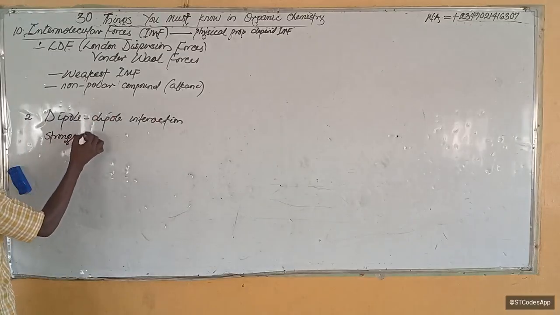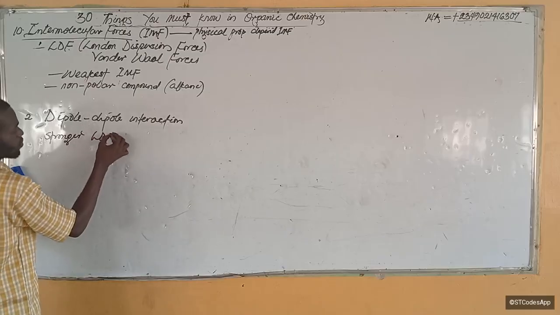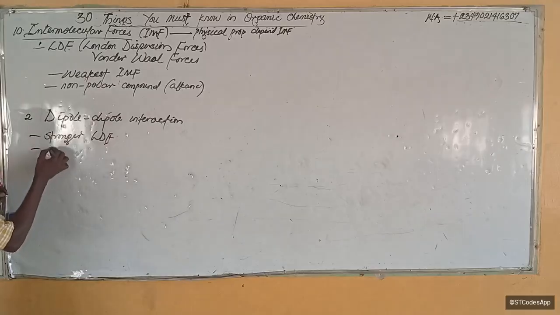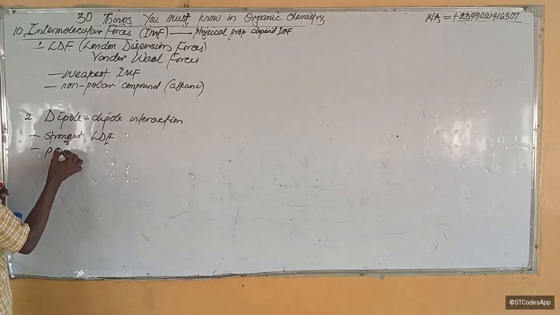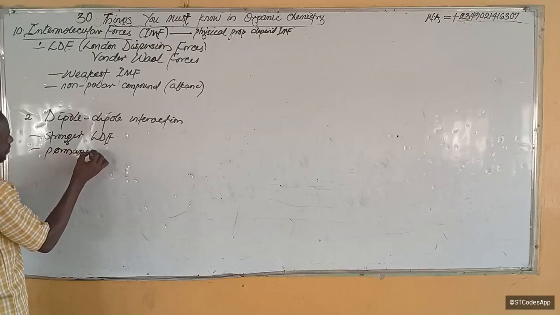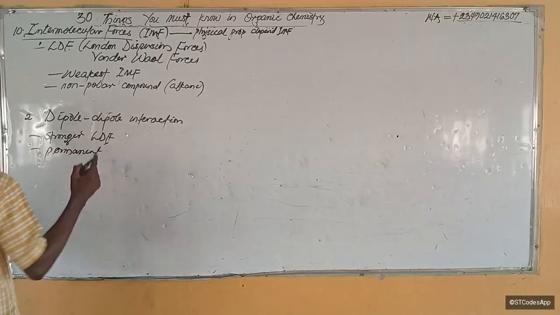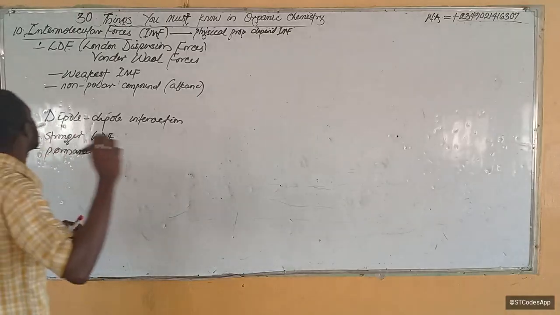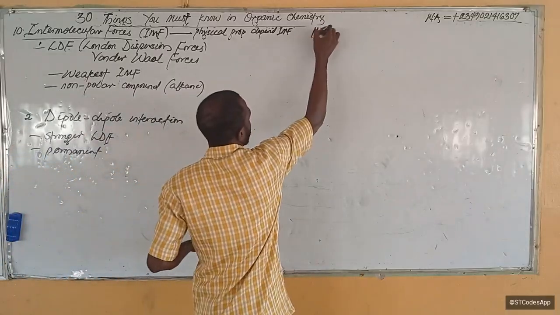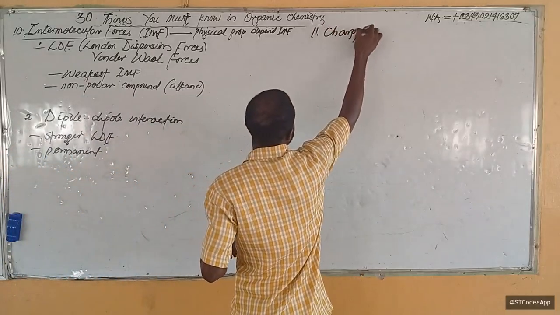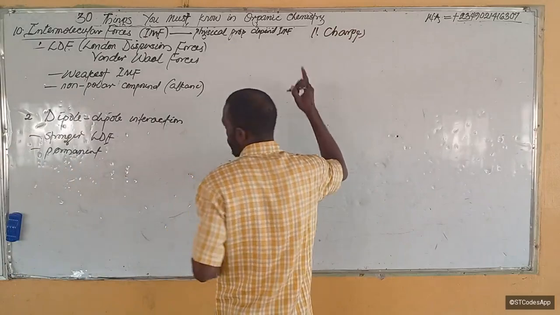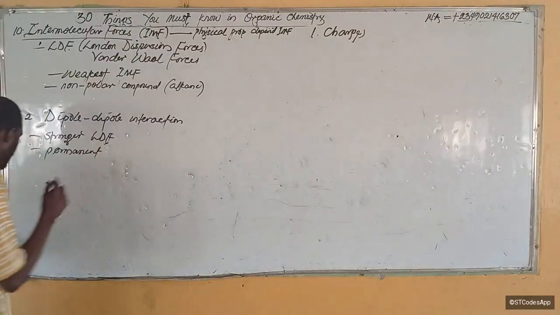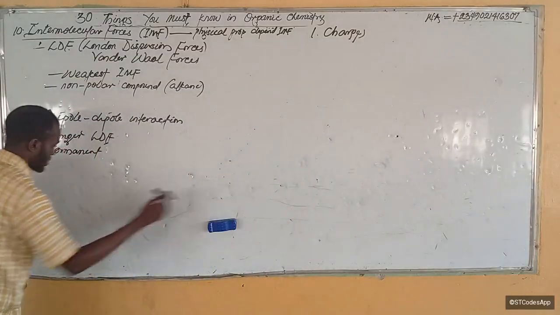So dipole-dipole interaction is stronger than LDF. And why is it stronger? It is because it forms a permanent partial charge. In a moment, we are going to talk about partial charge. In fact, while we are at it, the next one we should talk about is charges. So number 11, we'll talk about charges, and we'll talk about boiling points. We are going to talk about boiling points.